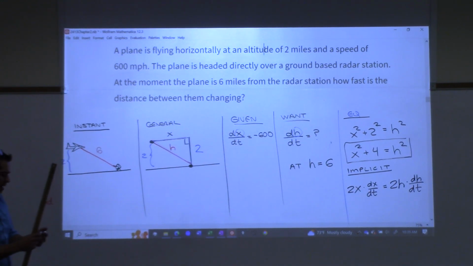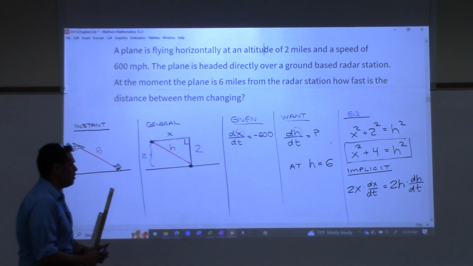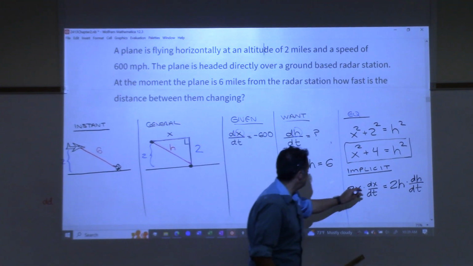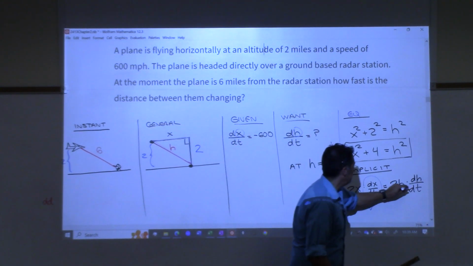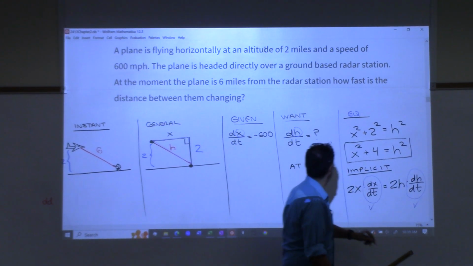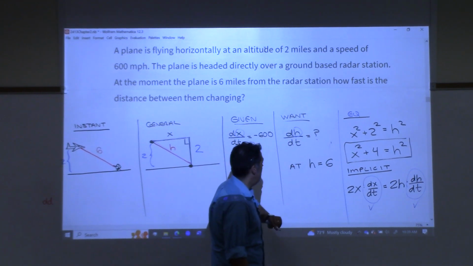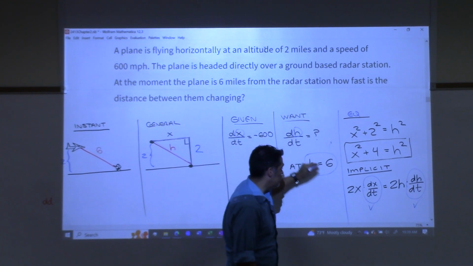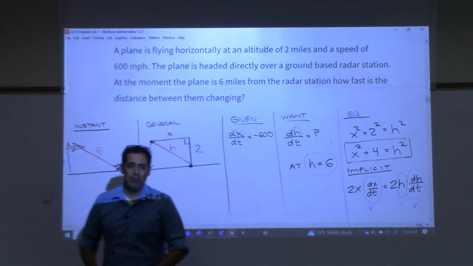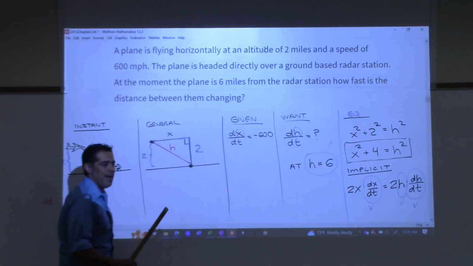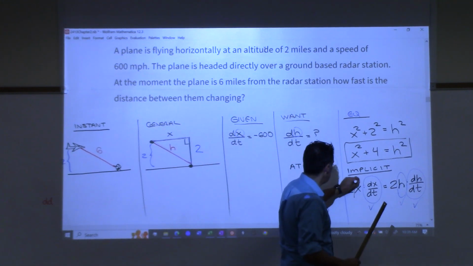And now a quick check. I'm almost out of time. What do we have here? dx/dt I'm happy about because I actually know what that is. dh/dt I'm happy about because that's what I'm looking for in the problem. Also, I know that h is 6, right? So I know what that is. What do I not know? I don't know what x is, right? This is the one I'm not sure about.